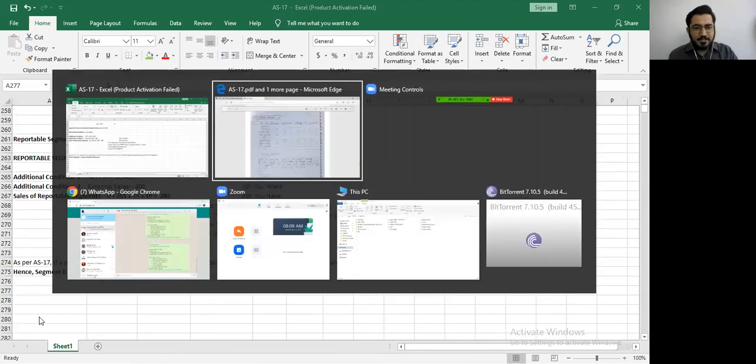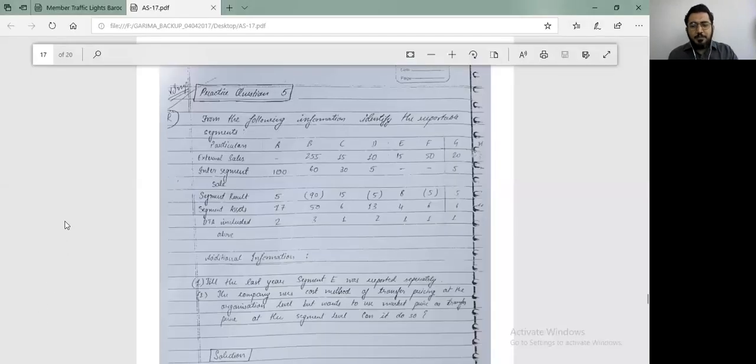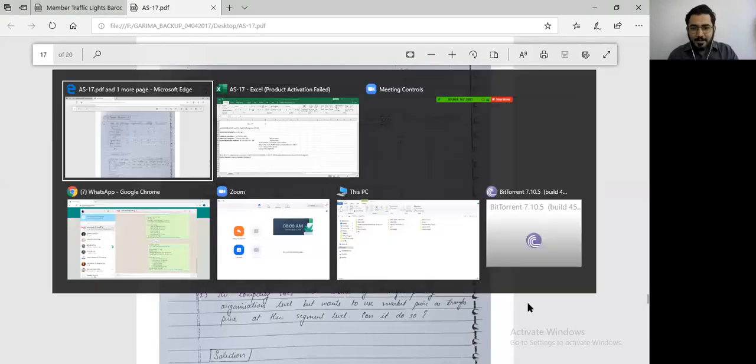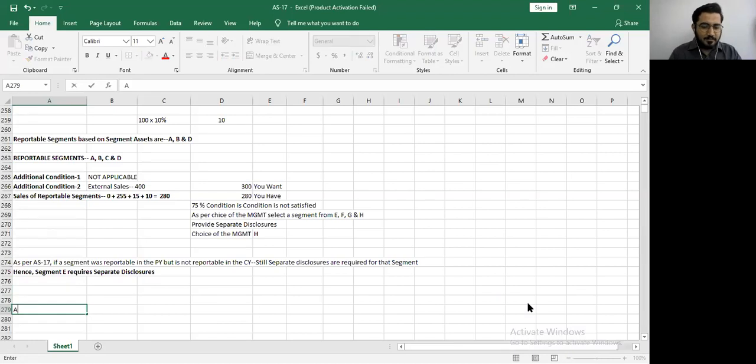Last question that they've asked is, the company uses cost method for transfer pricing at the organization level, but now wants to use the market price as transfer price. Can it do so? Can the company change the transfer pricing policy for the segment level? Can it have two different policies? The answer is, of course, no. You need to follow consistency. Right, let's put that also as our answer.